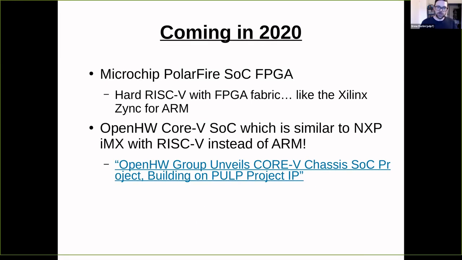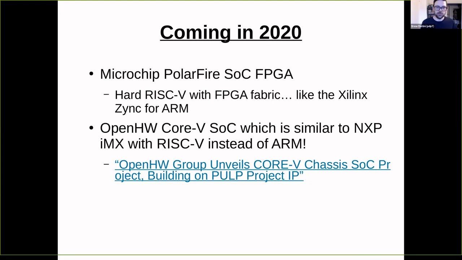So one of the possibilities is Microchip has this PolarFire system on chip FPGA, which has a hard RISC-V core inside of an FPGA. So if you've heard of the Xilinx Zynq, it's kind of like that. But because it has an FPGA in it, it's probably going to be a little bit more expensive than we would want to build something like a $100 or less board.